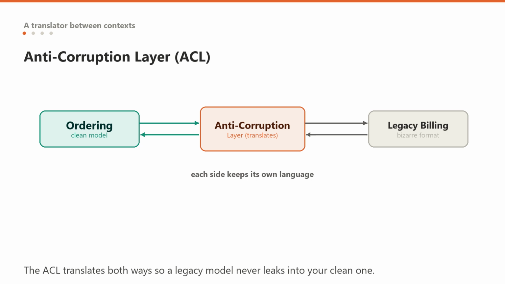Say your shiny new ordering context has to talk to a crusty legacy billing system with a bizarre data format. Instead of letting that legacy model pollute your clean ordering model, you build an anti-corruption layer in between. It translates on the way in and on the way out, so each side keeps its own language. The ACL is how you integrate with a messy external system or a legacy monolith without corrupting your own design. It's one of the most practical patterns you'll ever use.